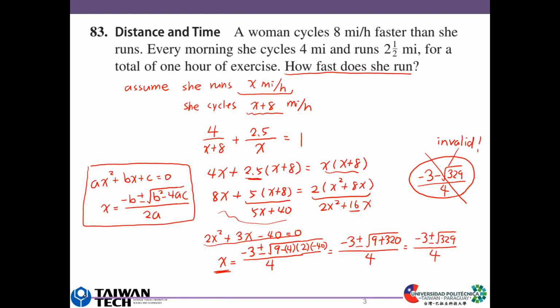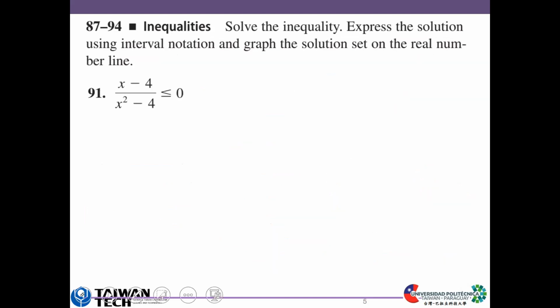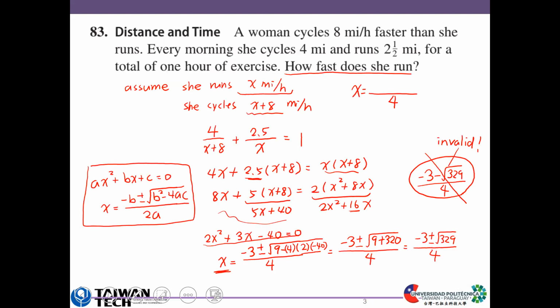So the answer is, the denominator is 4, minus 3 plus square root of 329, and the unit is miles per hour. Okay, so this is the answer. If you have calculators, you could compute this square root of 329, although I know in the entrance exam you are not allowed to bring a calculator. So let's just assume you have one here. So the value is approximately 3.78 miles per hour.